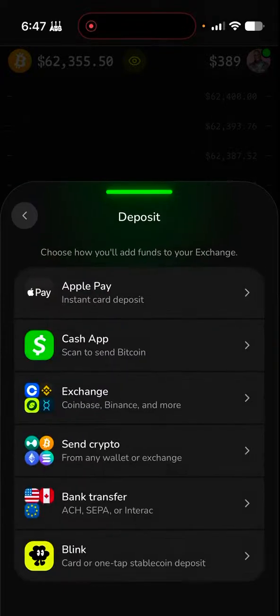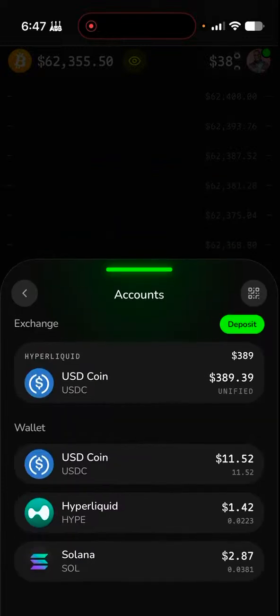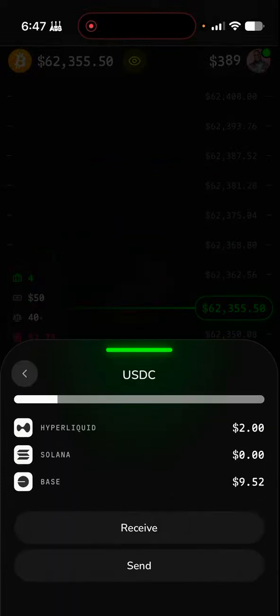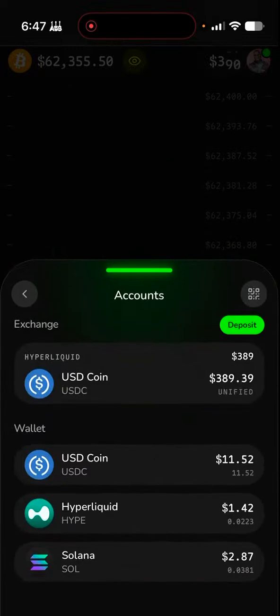We support all different types of deposit methods. So Apple Pay, Cash App, you can send money from exchanges, crypto, bank transfers, and Blink. And then you can also see your individual wallets. So you can see your USDC balances in a couple of wallets. We only support Base, Solana, and Hypercore right now. If there's another network that you want, like if you want Ethereum L1, let me know and I can add support for that.